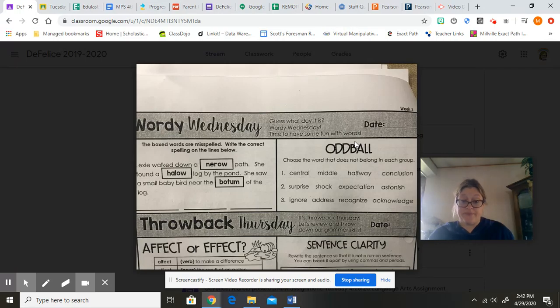Okay. And number three, ignore. When you ignore something, you don't pay attention to it. Address, not like address like where you live, but when you address something, you are looking at something, bringing something to light. Okay. Same thing with recognize. When you recognize something, you're looking at it, you're bringing it to light. And when you acknowledge something, you're looking at it and you're bringing it to light. So address, recognize, and acknowledge, you're all doing the same thing. The one that does not belong, the oddball, is ignore. Because when you ignore something, you don't look at it, you don't pay attention to it, you stay away from it.